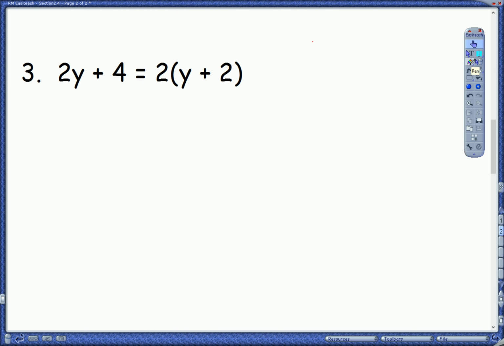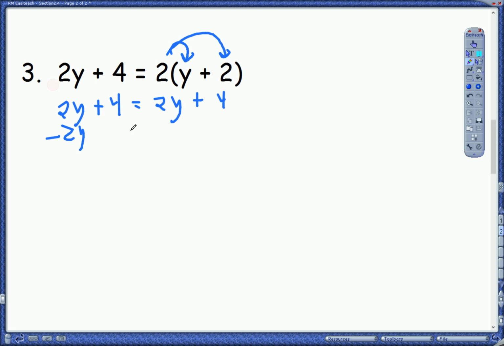Okay, number 3, distribute: 2y plus 4 equals 2y plus 4. I can already see that they're equal to each other. If I subtract 2y from both sides, I'm going to be left with 4 equals 4. So I'm going to write all real numbers.